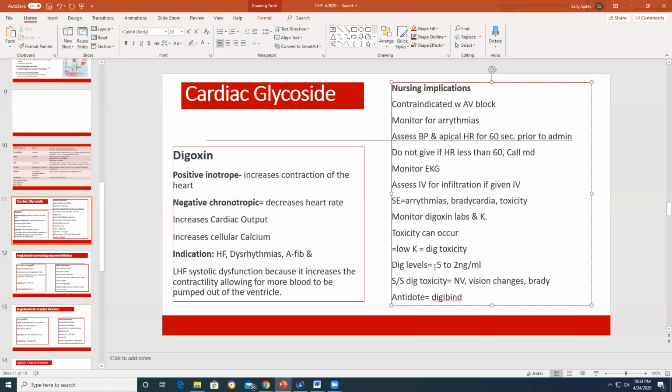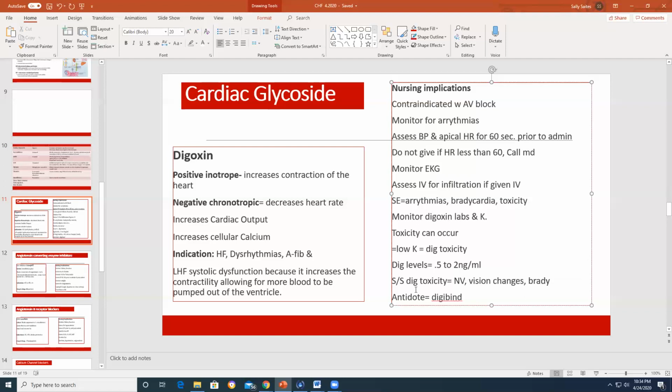The levels for that DIG should be 0.5 to 2 nanograms per milliliter. Some signs and symptoms of DIG toxicity are nausea and vomiting, kind of out of nowhere. They're fine, but they have some nausea, vomiting. They have some vision changes, bradycardia, hypotension. The vision changes are kind of strange too. Sometimes they'll see halos of color.